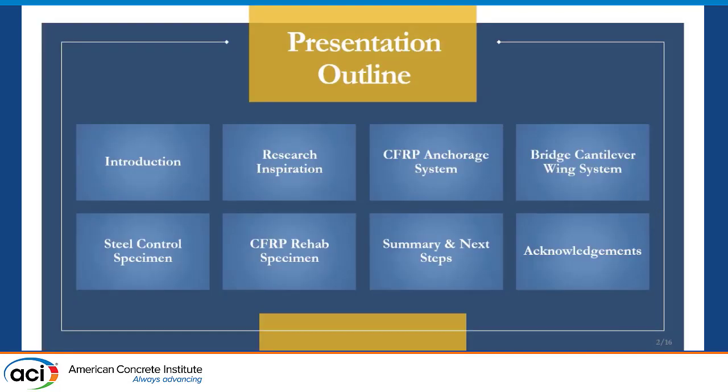So in this presentation here today, we're going to go over a couple of items. First, a small introduction to the research, inspiration for my research, the Anchorage system design that we had to create in order to transfer that force into the concrete, a little description on the bridge cantilever wing system, the failure mode of my steel control specimen, similarly the failure mode of my CFRP rehabilitation specimen, a nice summary of the presentation, the next steps, and then finally some acknowledgements.